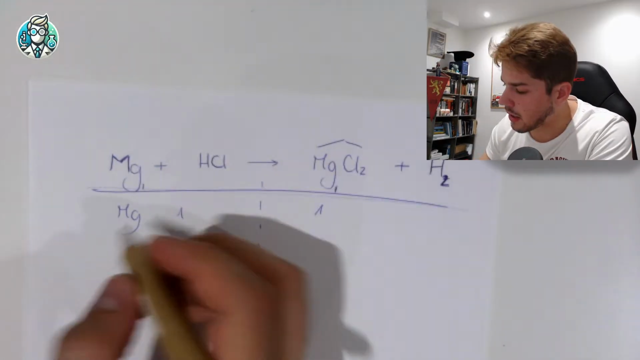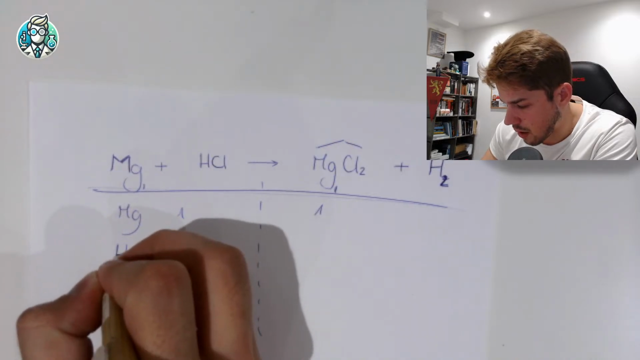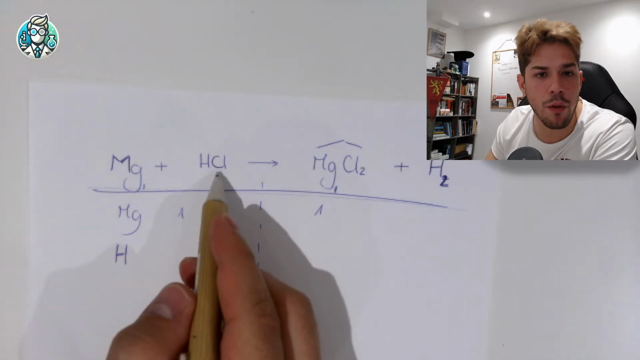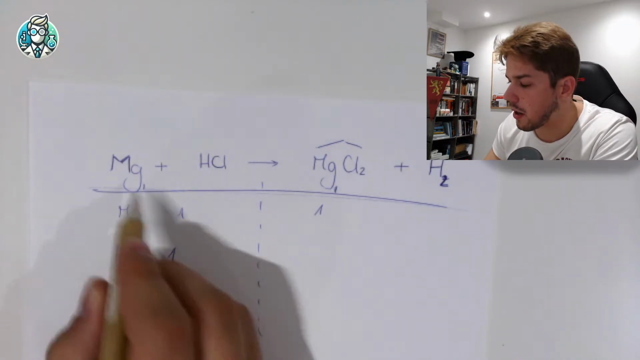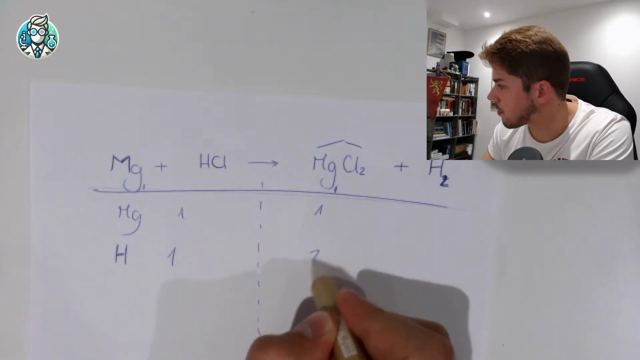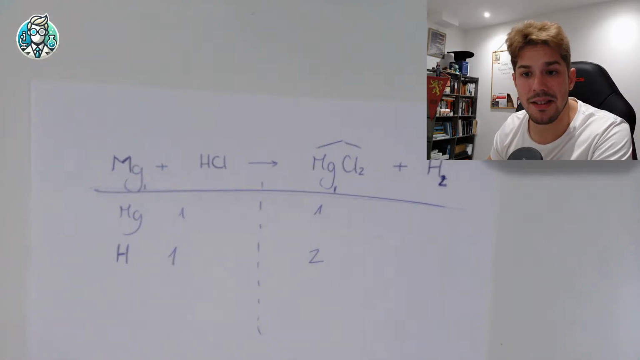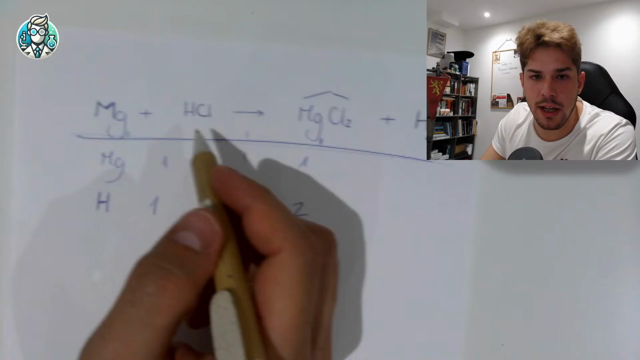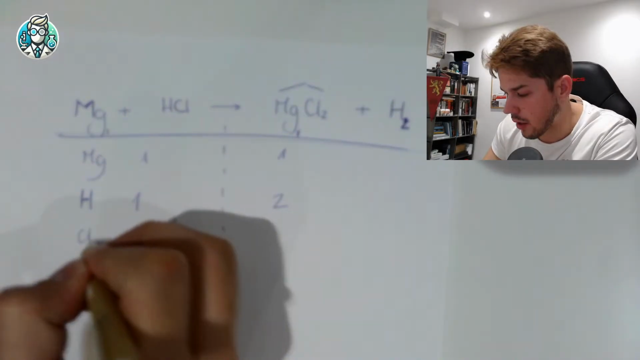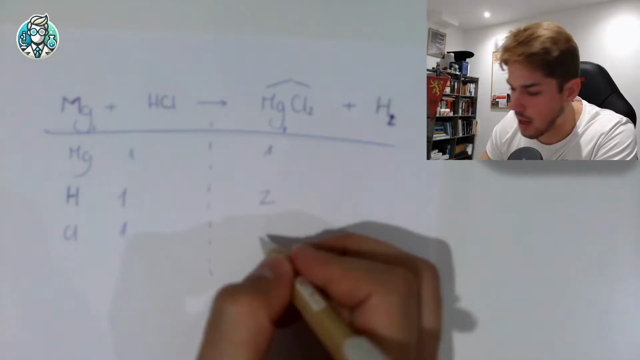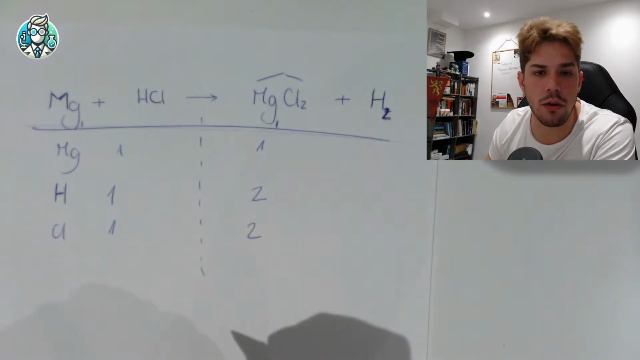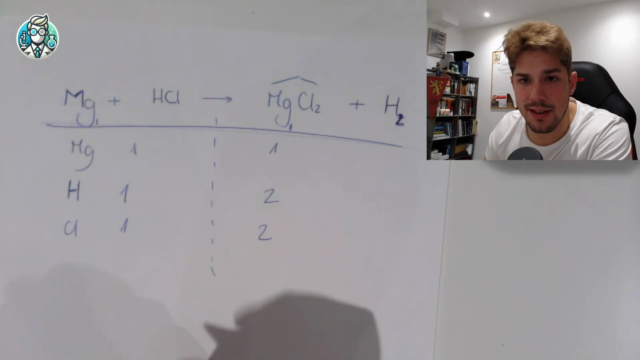Okay. How many atoms of hydrogen do we have on the left? 1. But on the right we have 2. You see? No balance. And the same with chlorine. Here we have 1 atom of chlorine, and in here we have 2 atoms of chlorine. So it is not balanced.